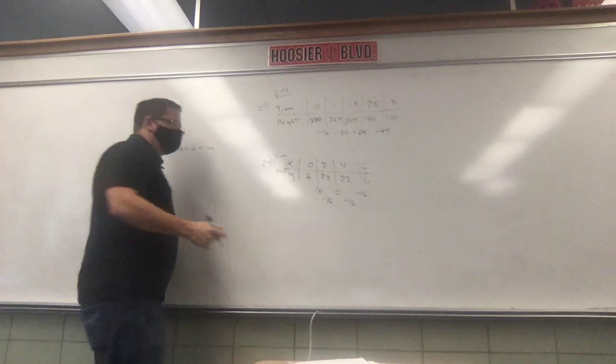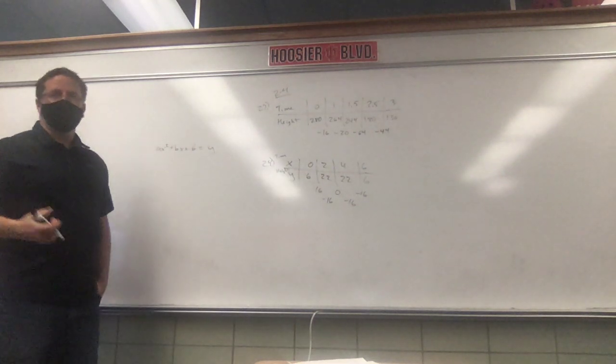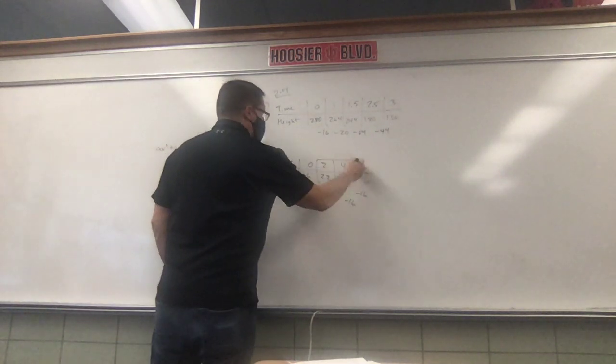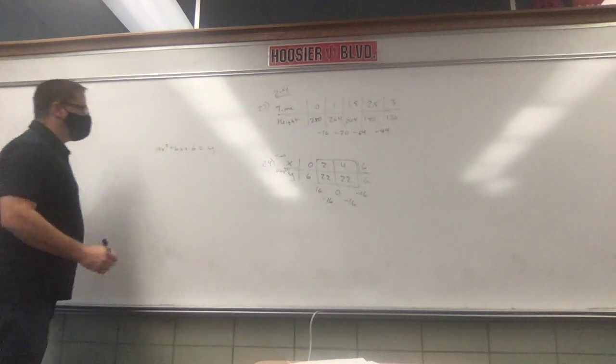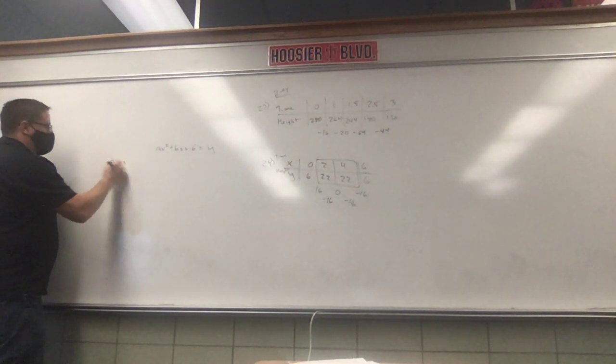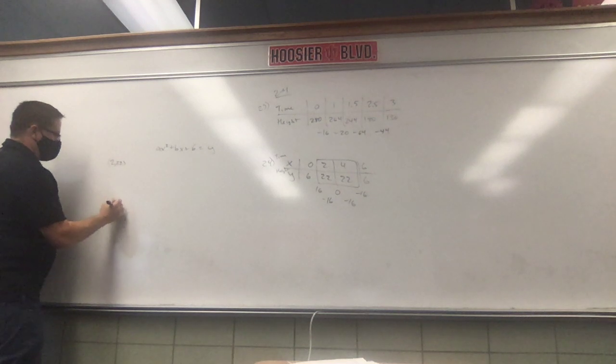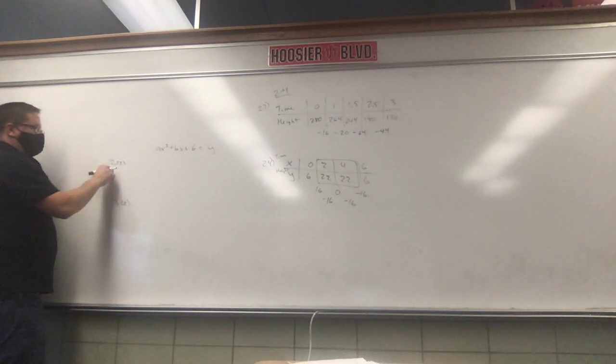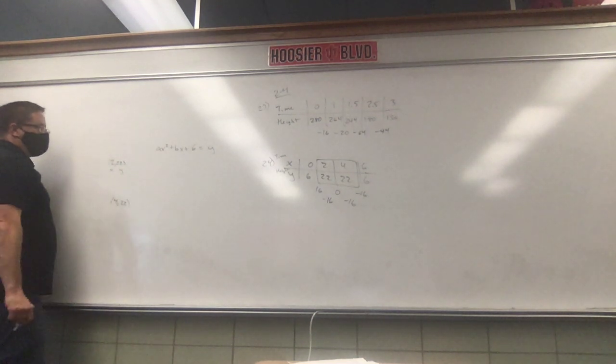Can we use 0, 6? No, we already used it. We used 0, 6 to find out what C was. I'm going to use these 2 points: 2, 22, and then later on 4, 22. So we're going to plug in 2 for x and 22 for y.